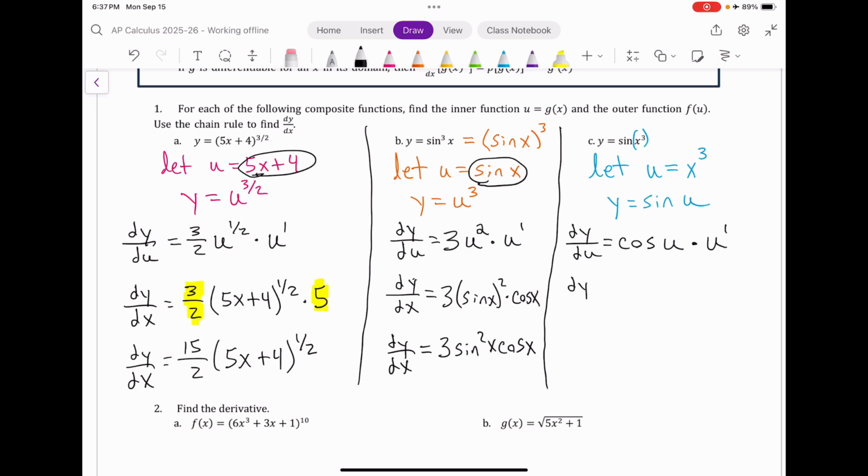So we'll replace u. It'll be dy dx, so cosine of x cubed, and then times the derivative of u, so it'll be 3x squared. And that's good. Or we can move the 3x squared to the front. But either answer would be acceptable.